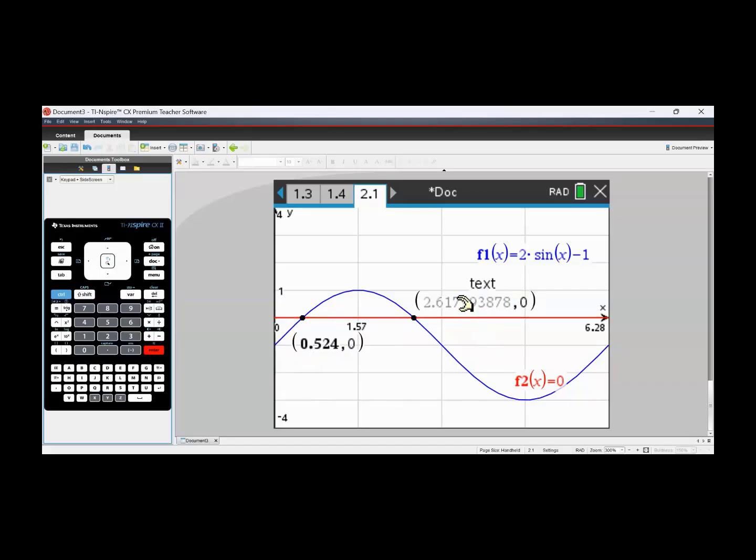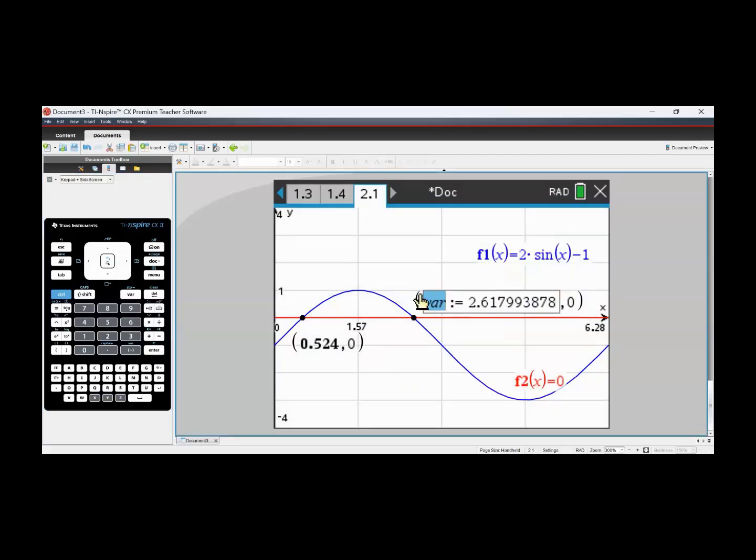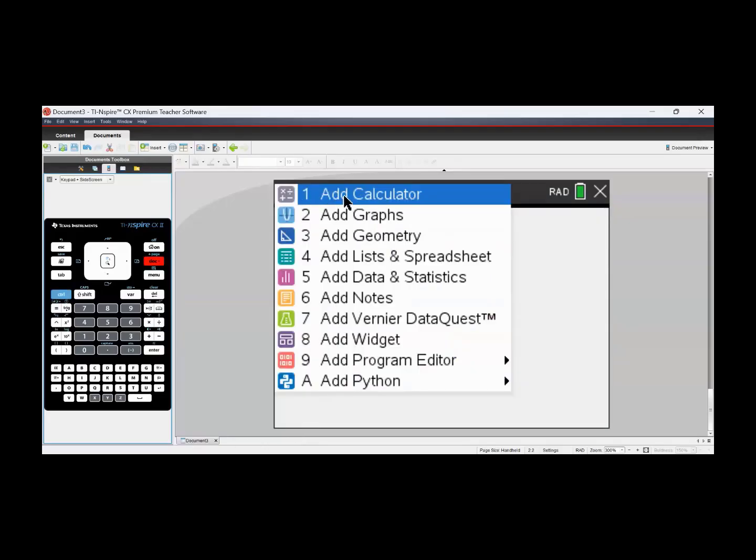I'm going to do the same thing with the other point. I'm going to point at it so it says text, Control Menu, Store, pick a letter that you want to store it in. I'm going to put it in B and I'm going to hit enter. There it is. Now notice it shortened it again, but that's okay. Next thing is we're going to Control Dock and we're going to add a calculator page.